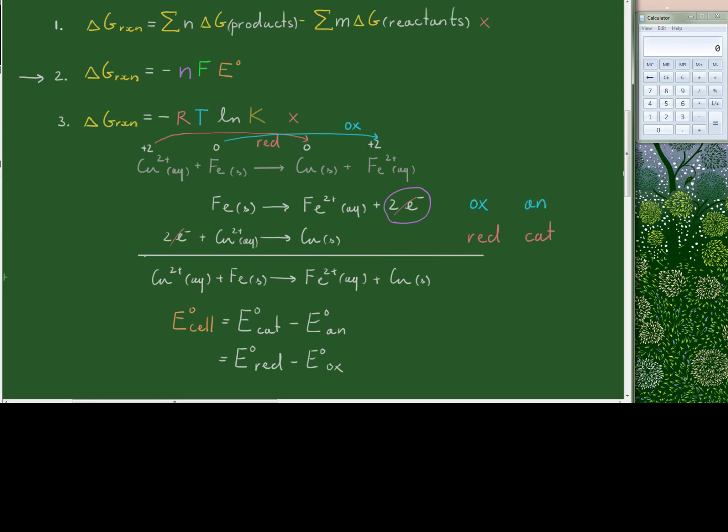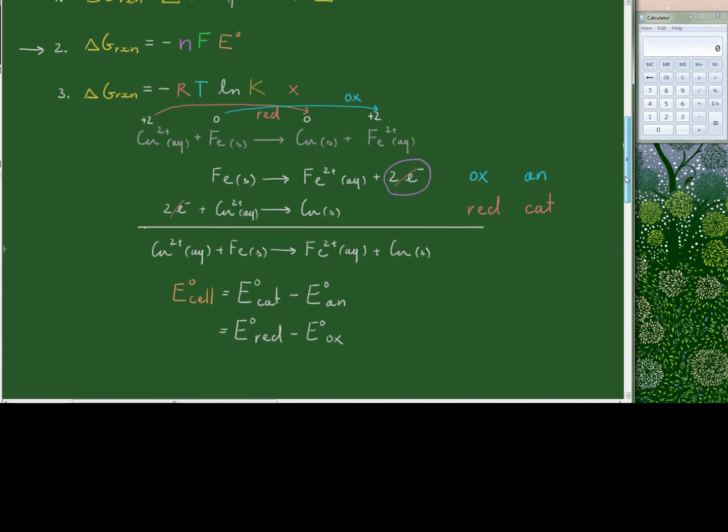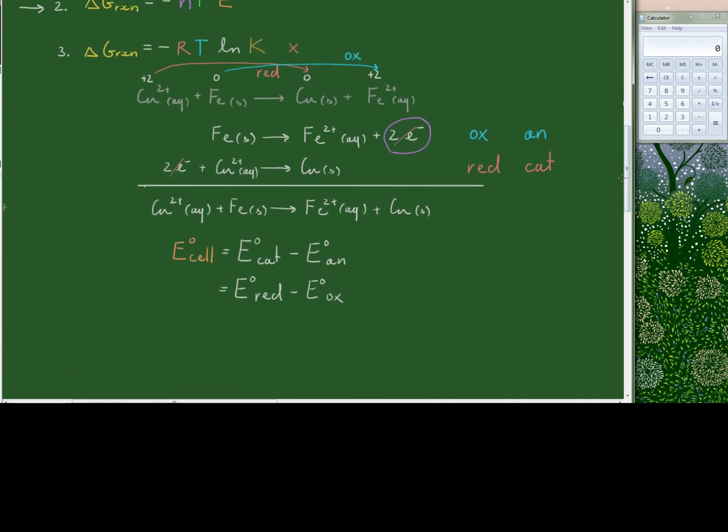So now I can use these values. If only I knew them. Well, I do not know them, but I can look them up. And if I look into my textbook, I can see that the standard reduction potential for iron is negative 0.44, and the standard reduction potential for copper is positive 0.34.